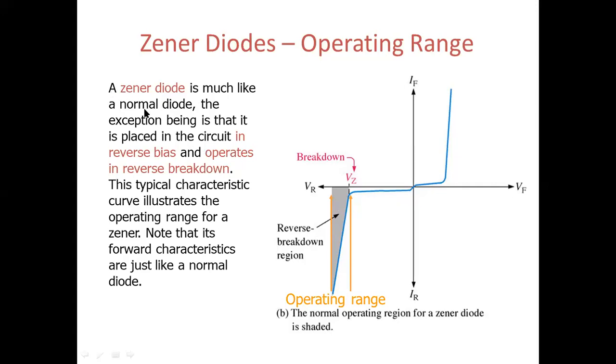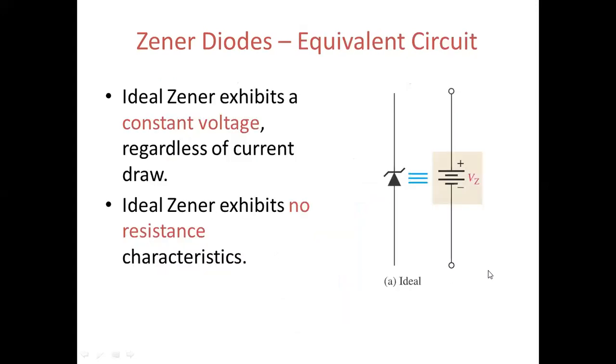A Zener diode is much like a normal diode. The exception is that it is placed in the circuit in reverse bias, and it operates in reverse breakdown only. After the reverse breakdown, in this breakdown region only it is going to operate here. Now, this typical characteristic curve illustrates the operating range of the Zener diode.